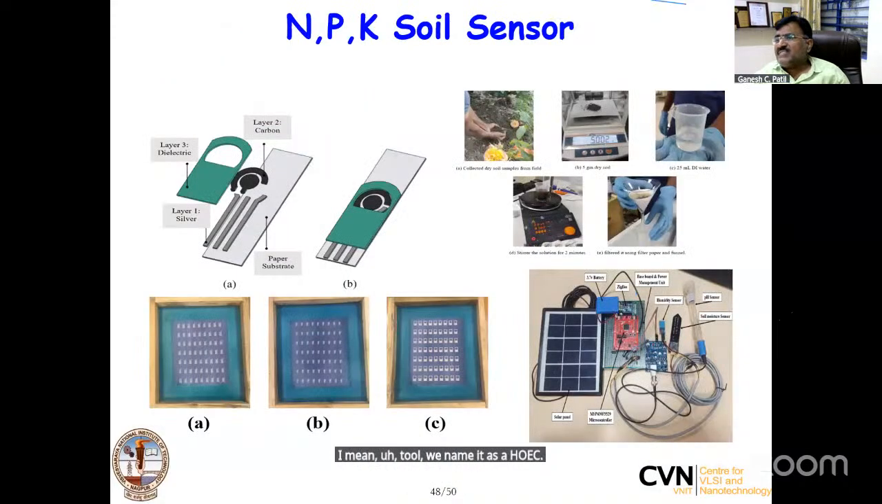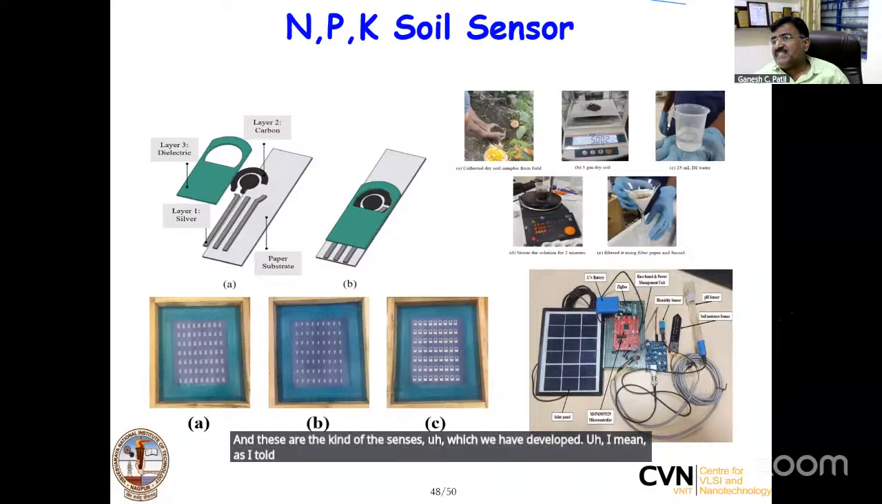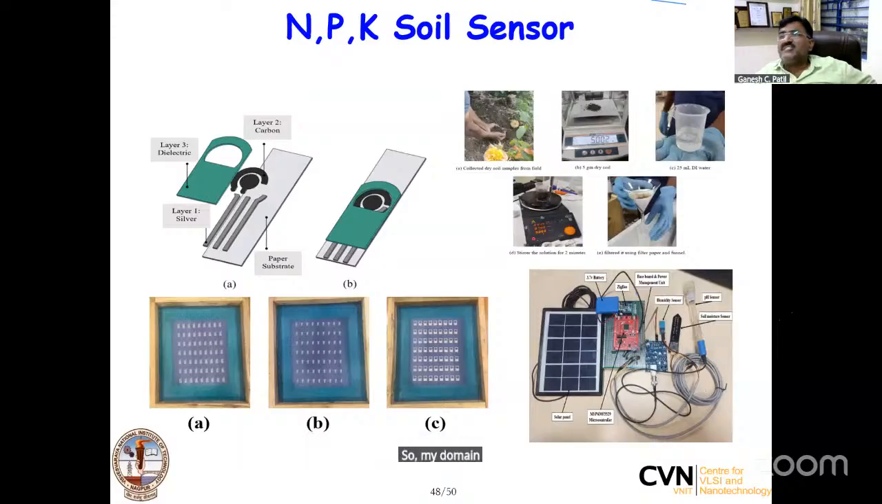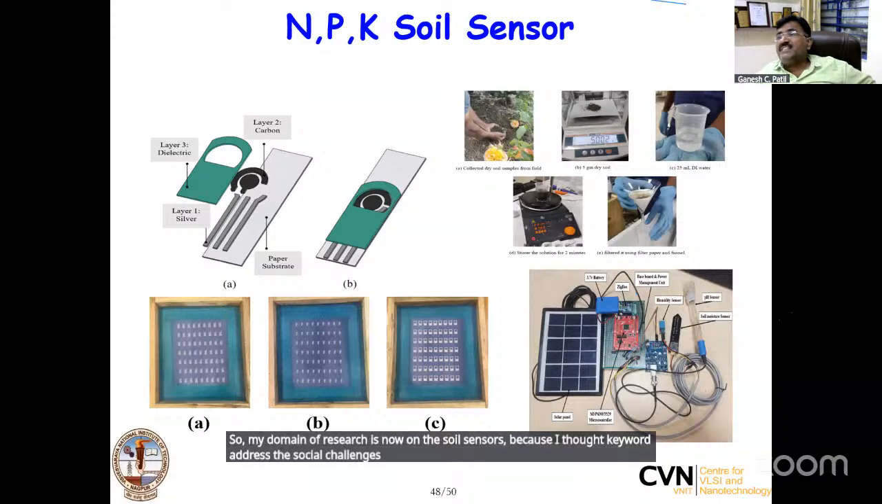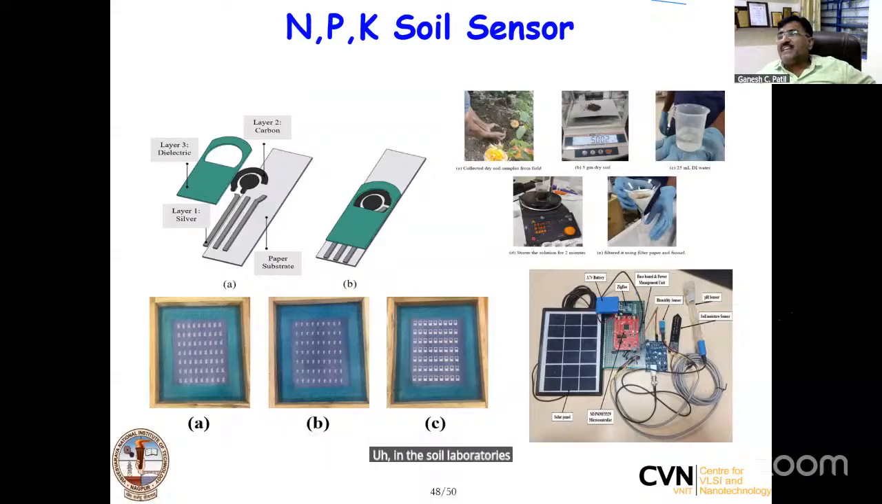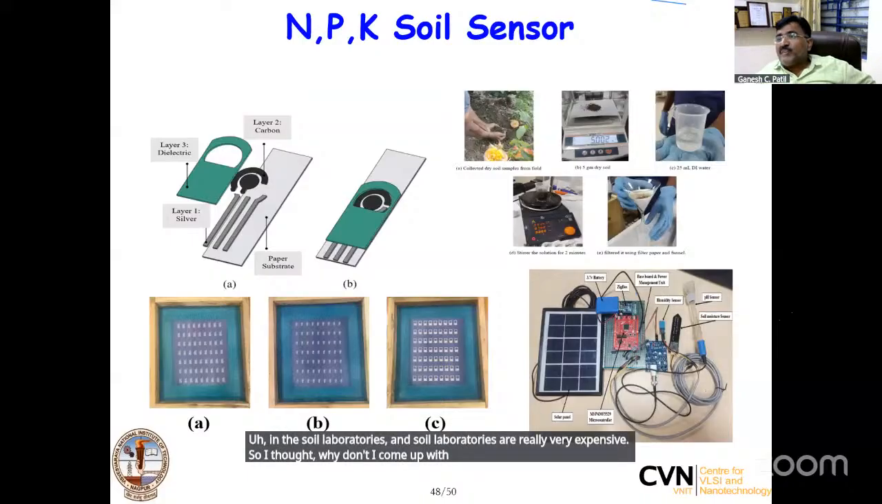And these are some of the sensors which we have developed. As I told you, we are fabricating the sensors. So my domain of research is now on soil sensors, because I thought, why don't we address social challenges now, because agriculture is the domain where a lot of farmers have to go to test their soils in the soil laboratories, and soil laboratories are really very expensive. So I thought, why don't I come up with a prototype system where farmers could test the nitrate, potash, and phosphate, right? So we are trying to develop NPK soil sensors.